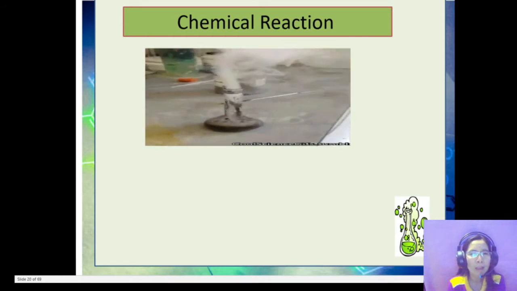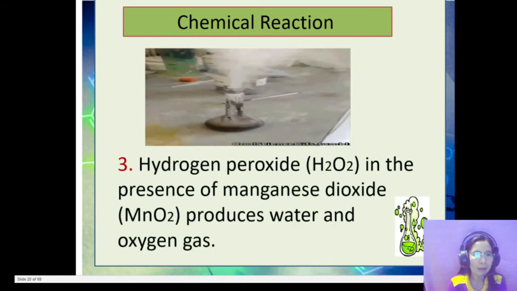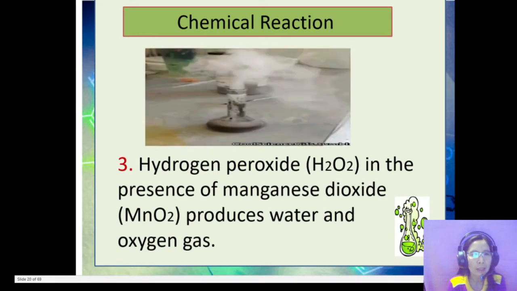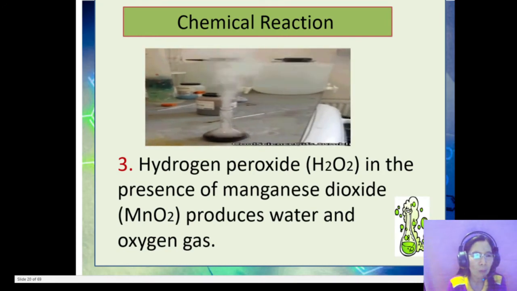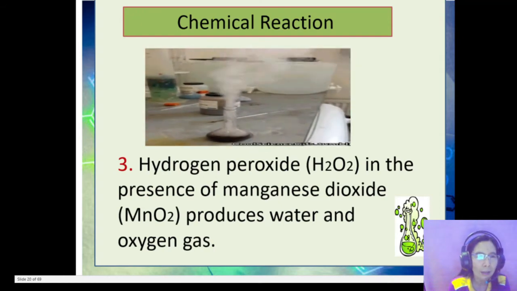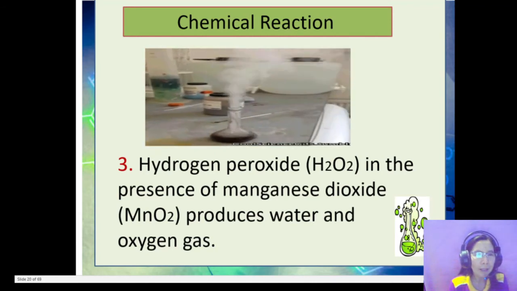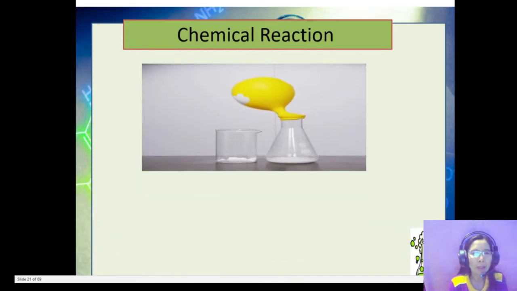What do you think is this chemical reaction? Correct. It's all about the reaction of hydrogen peroxide in the presence of manganese dioxide, or MnO2, which produces water and oxygen gas. By the way, class, here manganese dioxide is not a reactant, but rather it is a catalyst, or a substance that speeds up the separation of hydrogen peroxide. So you observe there evolution of gas, or there's a release of gas in this number 3 chemical reaction. Another one. Let's have the 4th chemical reaction.